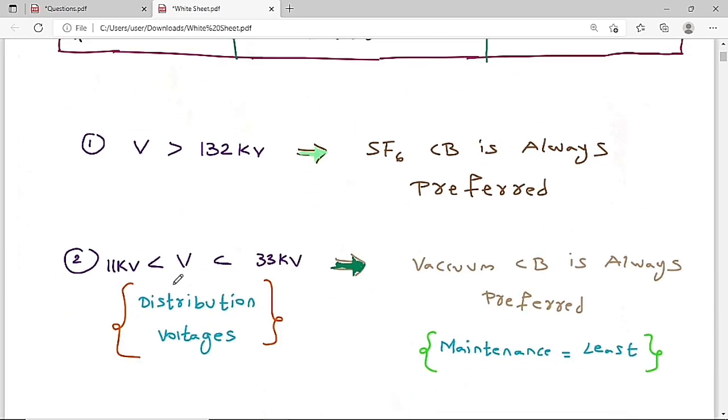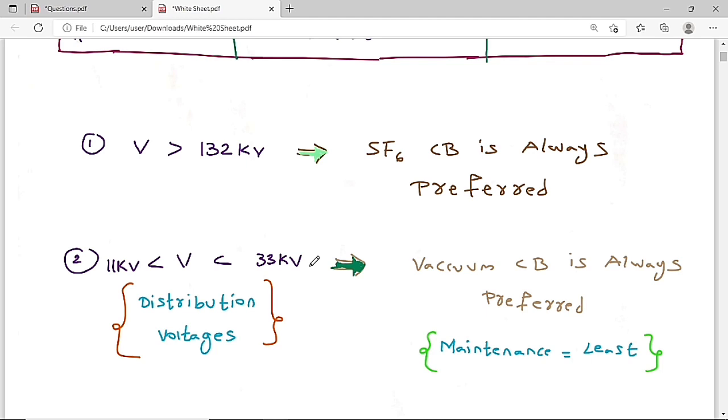Let me write here, as I have already told you, for a voltage rating from 11 kV to 33 kV, called distribution network voltages, the vacuum circuit breaker is always preferred, because the maintenance is the least compared to any other circuit breaker for this voltage range. Whereas for a voltage rating above 132 kV, we always prefer the SF6 circuit breaker only. These are the two important things you have to keep in mind. Finally, for low voltage ratings, the air brake circuit breaker is always preferred. For distribution network voltages, the vacuum circuit breaker is always preferred. And for a voltage rating above 132 kV, the SF6 circuit breaker is always preferred.